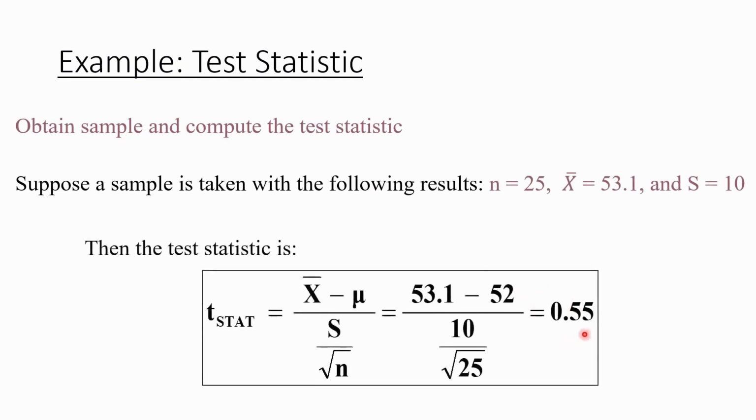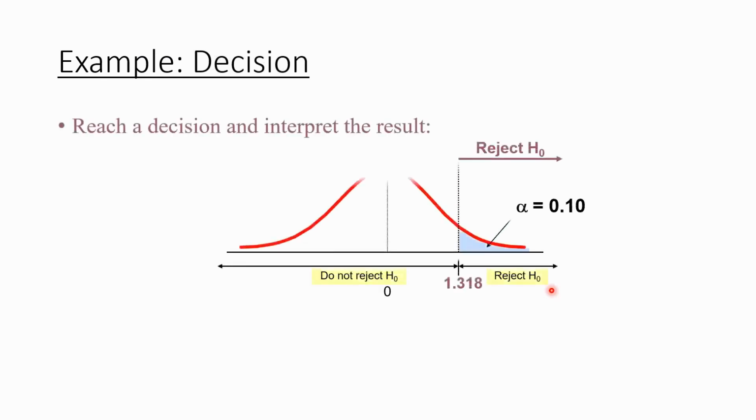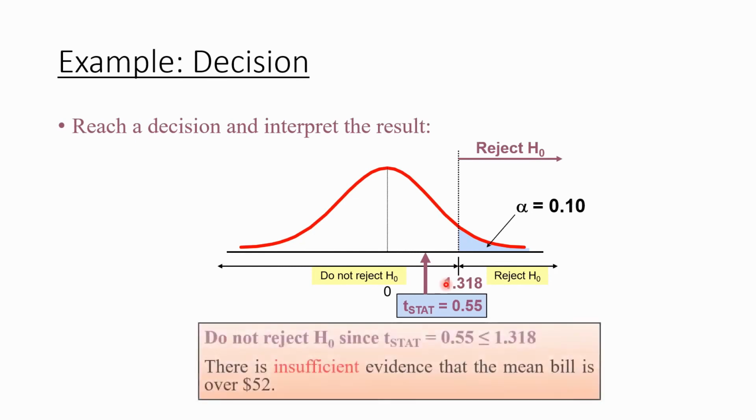By substituting the values, you would get 0.55. So where is 0.55 in our graph? In our graph, 0.55 would be here, which means your t-test statistic is less than that critical value. So you do not reject your H0 because your t-stat is less than 1.318.